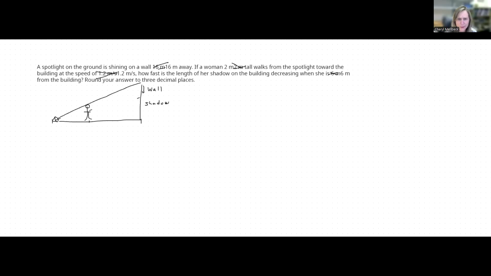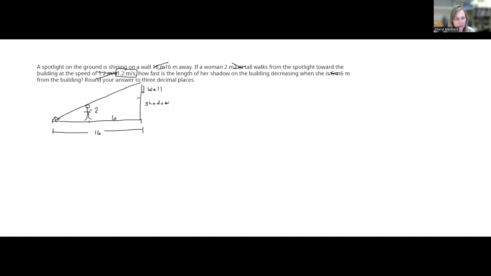So let's see what we know. We know that the wall is 16 meters away from the spotlight. So that distance is 16. The woman is 2 meters tall and walks from the spotlight toward the building at a speed of 1.2 meters per second. So that's a speed, that's going to be a derivative. How fast is the length of her shadow on the building decreasing when she is 6 meters from the building? So here when she's 6 meters from the building.